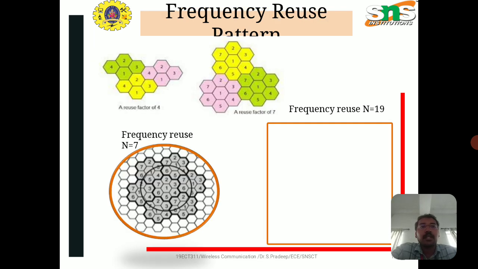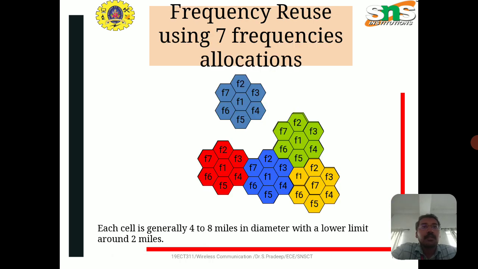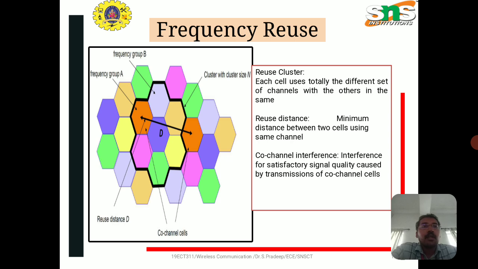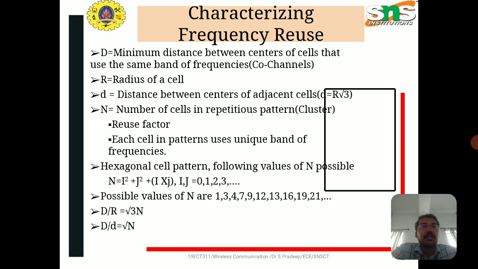This diagram shows the frequency reuse concept. Frequency reuse using 7 frequency allocations is shown in this block diagram. The reuse cluster: each cell uses a totally different set of channels from the others in the same cluster. Reuse distance: the minimum distance between two cells using the same channel. Co-channel interference: interference to satisfactory signal quality caused by transmissions of co-channel cells.